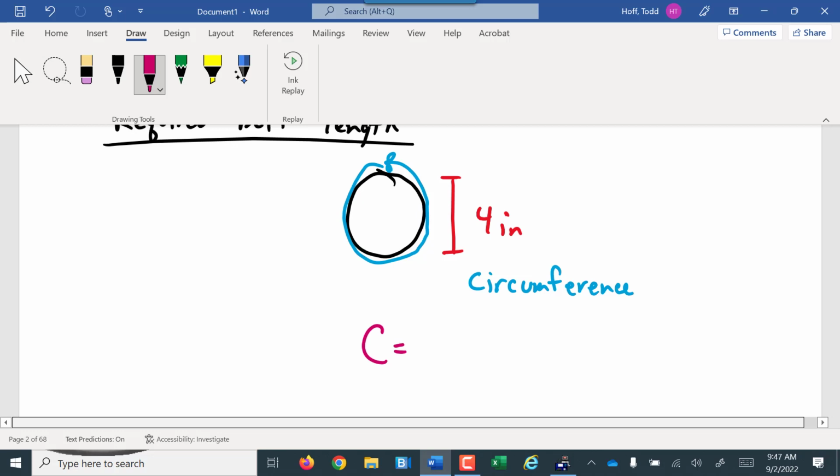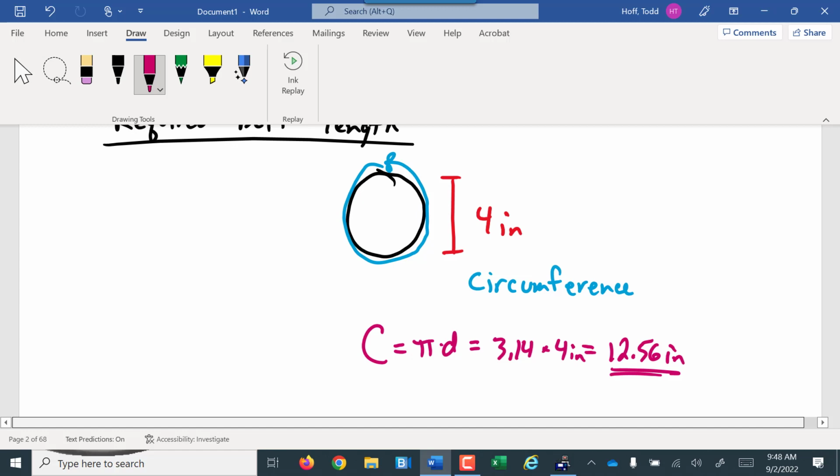Who can tell me how to calculate the circumference of a circle? That's area of a circle. 2 pi r or pi times diameter, either one. Since most pulleys are rated in terms of diameter, we're going to use pi times diameter. So pi is approximately 3.14 times the diameter of 4 inches. It gives 12.56 inches around that pulley.